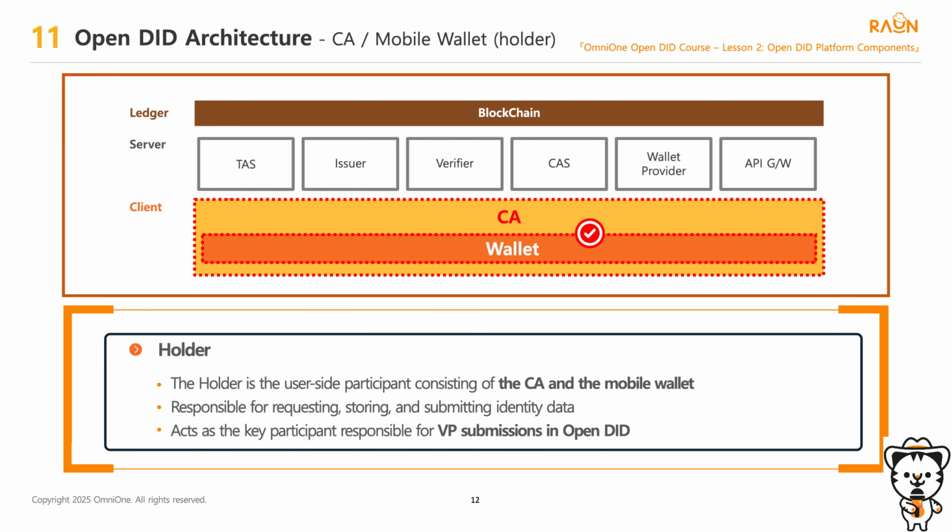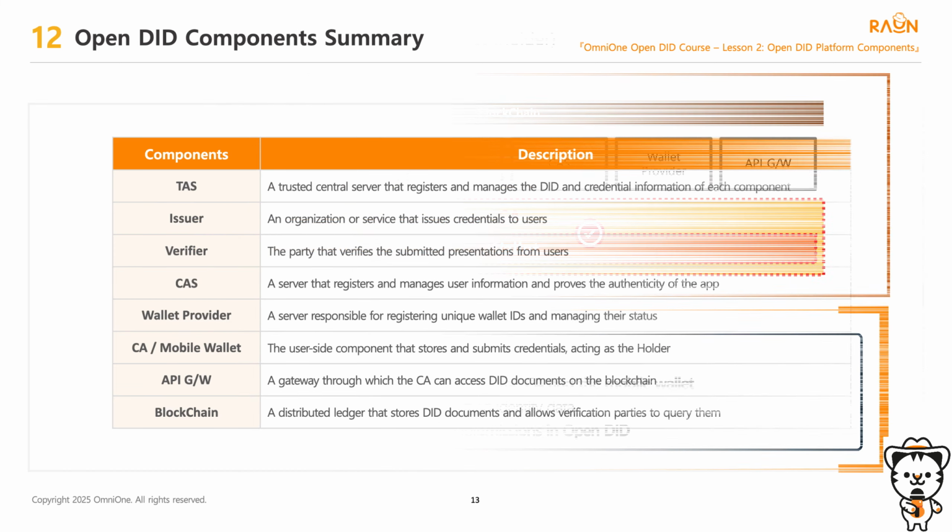Next is the holder. As the name suggests, the holder is the owner, the user. It refers to the person who uses the certified app and the mobile wallet. The holder is a central figure in the OpenDID system, handling key actions such as requesting, storing, and submitting identity information. In the end, the holder is the end user, the final participant in the ecosystem. They perform essential tasks like receiving verifiable credentials, and submitting verifiable presentations. You can think of the holder as someone who not only uses both the app and the wallet, but also owns and controls them as a part of their digital identity.